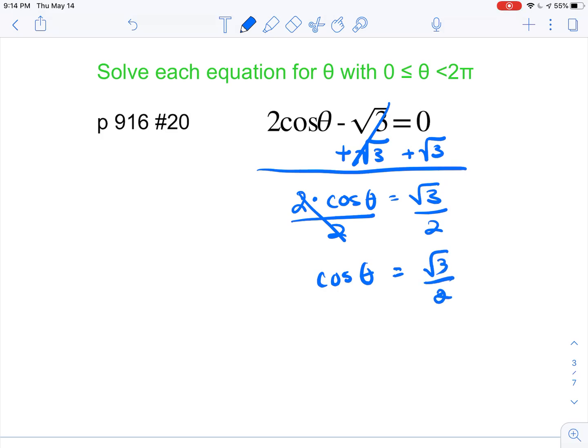Just like we would divide out this 2, we're still going to do that. Okay? And now we're left with cosine of theta is equal to radical 3 over 2. Okay? If we want to find out what theta is, we are going to need to use the inverse cosine on our calculators and type that in.